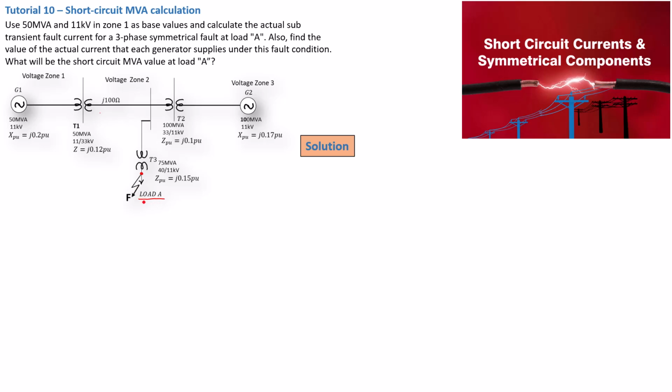Now in this tutorial, as always, we're going to convert this network into a per unit system. That is a per unit impedance diagram, and it will make it easier for us to trace which path the current will take, and from there we can determine the current magnitude or the MVA short circuit magnitude at any particular point. But here, we are interested in the short circuit at this particular point, which is the secondary of T3.